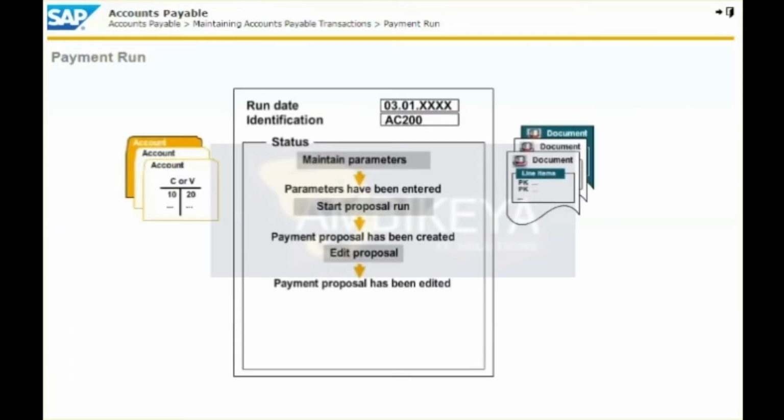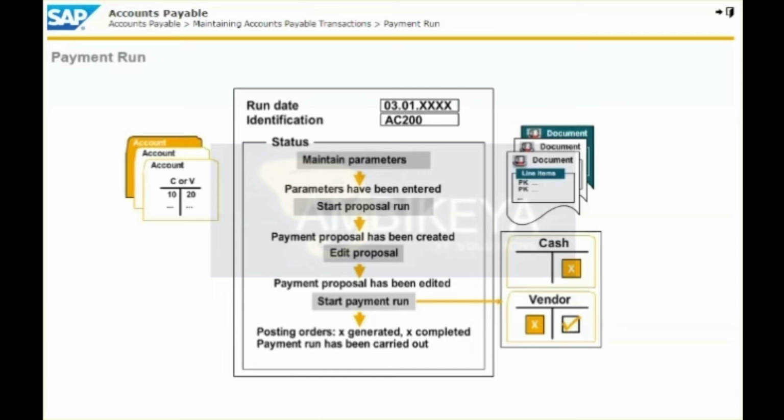Step 4 is the payment run. During the payment run, the system does the following: posts payment documents, clears open items, prepares data for the printing of payment media.